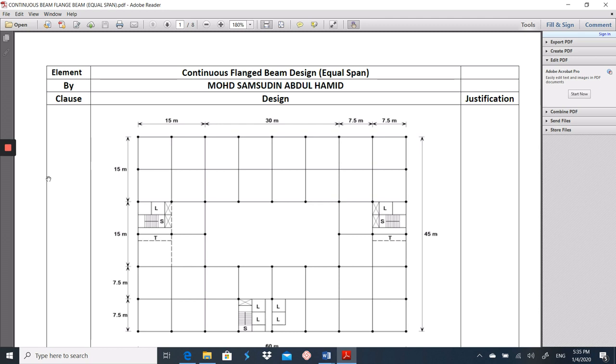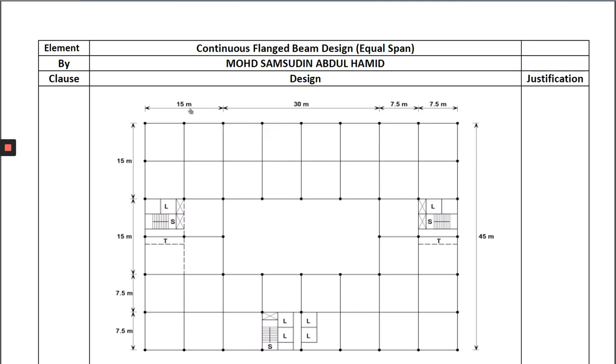So for today, I'm going to share with you how to design a continuous flange beam, equal span. Given here is the structural layout plan of the building. Based on this layout plan, I'm going to design this beam. This beam has equal spans because each span is 7.5 meters, and it has 1, 2, 3, 4, 5, 6, 7, 8 spans.